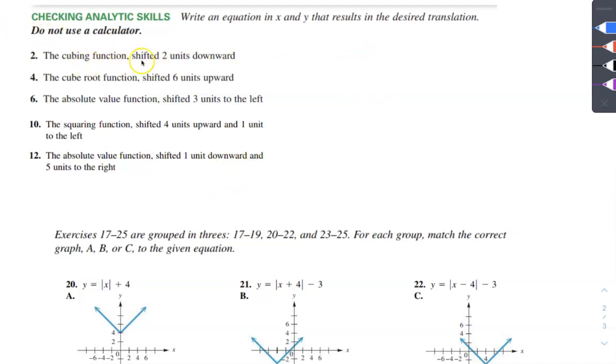So this one says the cubing function shifted 2 units upward. The cubing function is x cubed, and we want it shifted upward, so this is going to be on the outside. We're just going to do f of x equals x cubed plus 2. Right? Outside, up and down is the y values, and the outside follows, so plus 2.